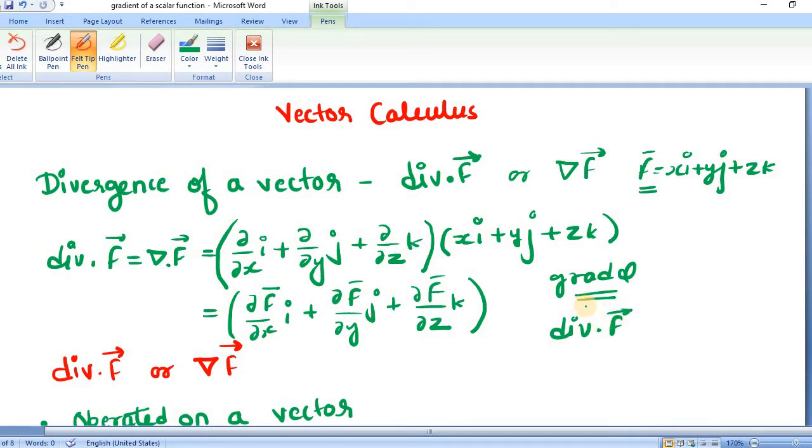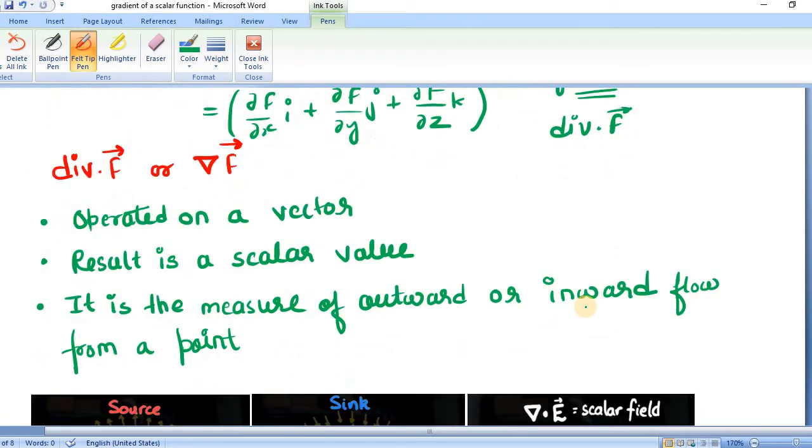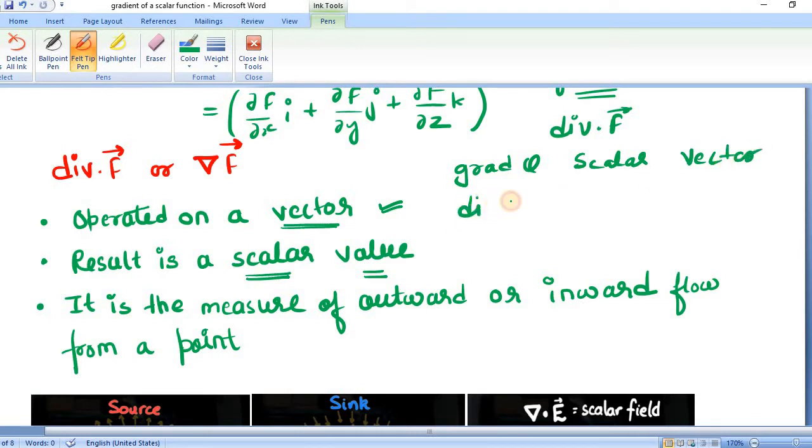Now let us understand a little bit more about the divergence, some points about the divergence. So divergence of f is operated on a vector field, but it results in a scalar value, very much opposite to the gradient, where grad phi, the grad was operated on a scalar value and results in a vector value. On the other hand, the divergence of f is basically operated on a vector value and results in a scalar value.